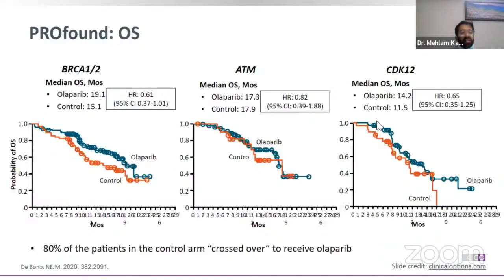As with other drugs, the PFS was converted into an OS difference also. Similarly, in the BRCA1, BRCA2 mutation, there was an absolute difference of 4 months with a hazard ratio of 0.61, which is quite good. Similarly in ATM and CDK12, there was not such a great difference. However, in CDK12, the hazard ratio was again 0.65. And 80% of the patients in the control arm crossed over to receive olaparib on progression.